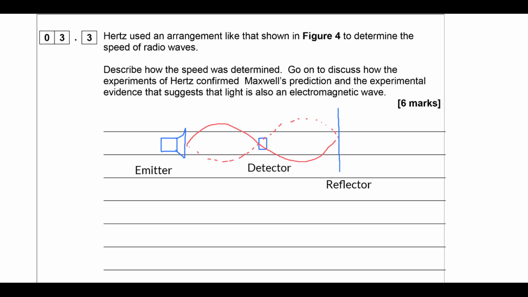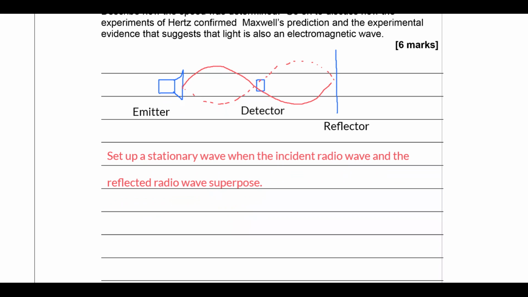Okay, so first what we're going to do is we're going to set up a stationary wave, and we're going to create one because of the superposition of the incident wave and the reflected wave there. So that's what we're going to do first. Okay, so that's what we've got. We've got a stationary wave between the waves coming from your emitter and the ones being reflected off here. So those are going to superpose, and we're going to make a stationary wave.